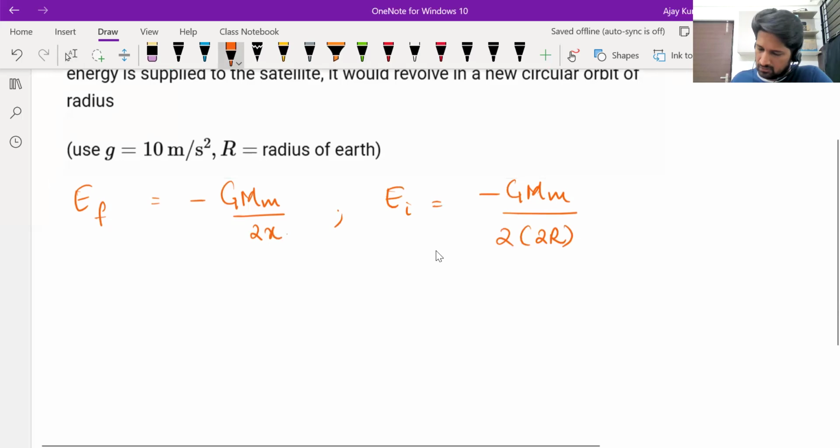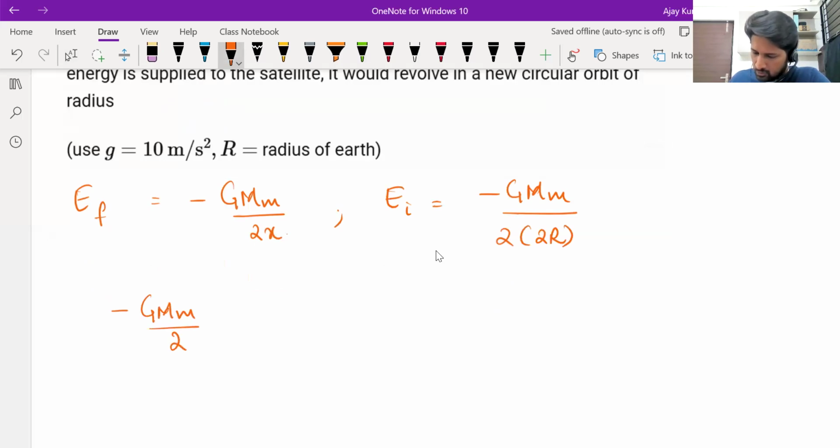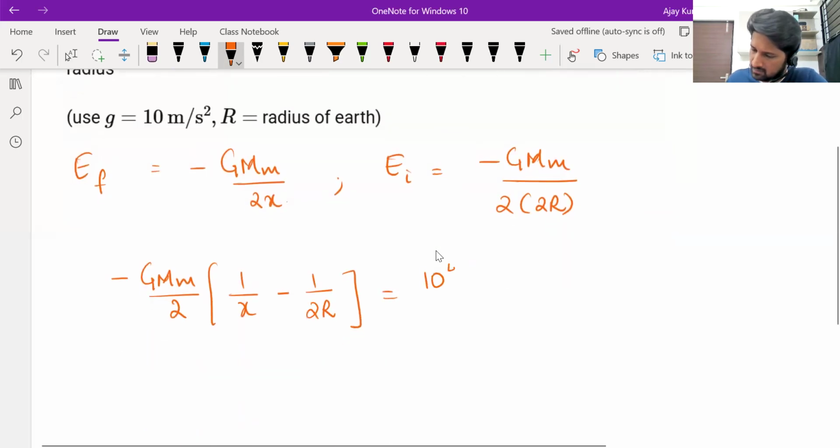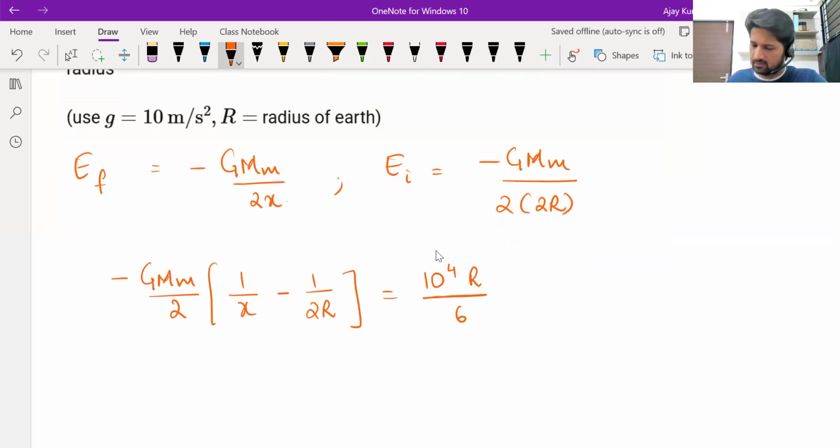So 2 into 2r. The difference between these two is the energy that you supply. Okay. So E final minus E initial becomes minus GMm by 2 into 1 by x minus 1 by 2r. E final minus E initial is the energy that you need to supply, 10 power 4 r by 6. Okay. And we want the answer to be in terms of r.